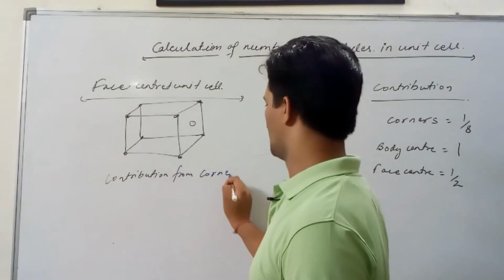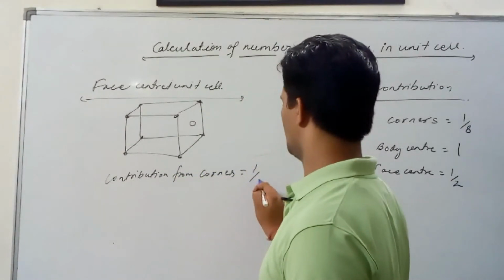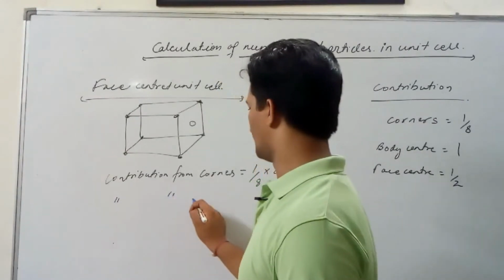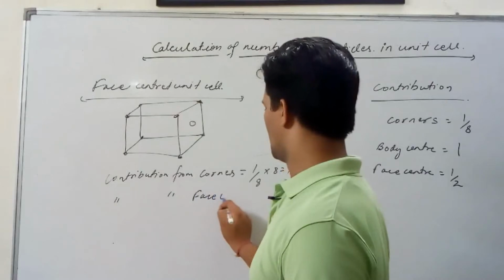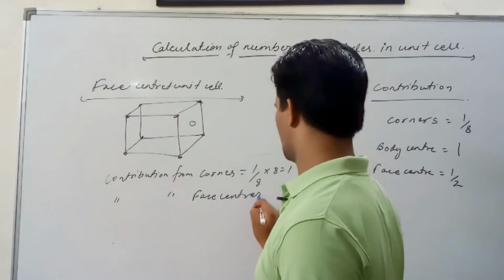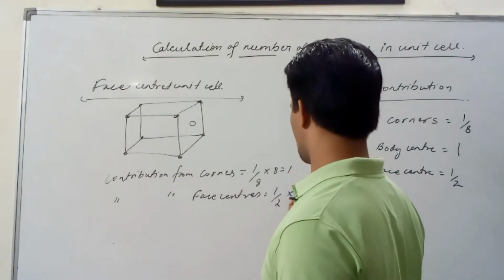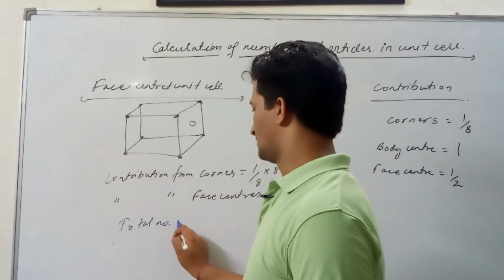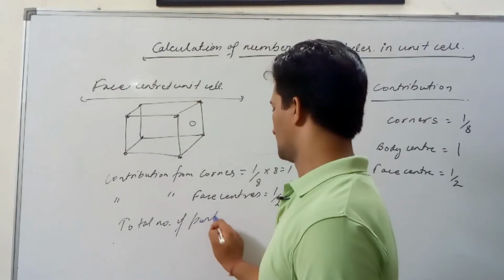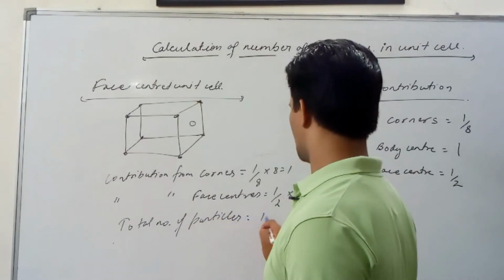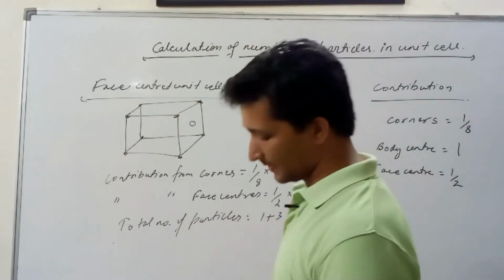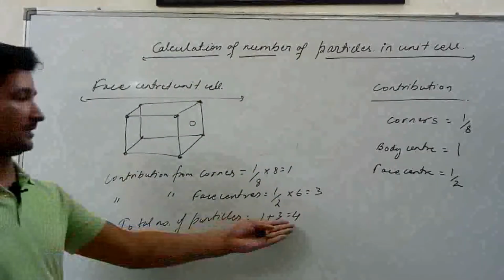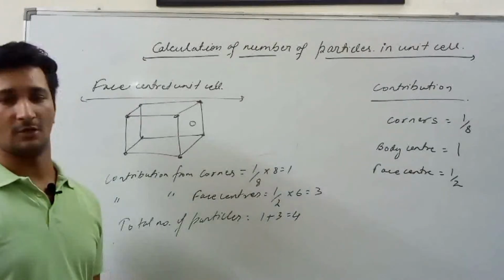So here, contribution from corners equals 1 by 8 into 8, that is equal to 1. Contribution from face centers equals 1 by 2 into 6, that is equal to 3. So total number of particles in FCC equals 1 plus 3, that is equal to 4. Clear? So this is the number of particles present in a face centered unit cell or FCC.